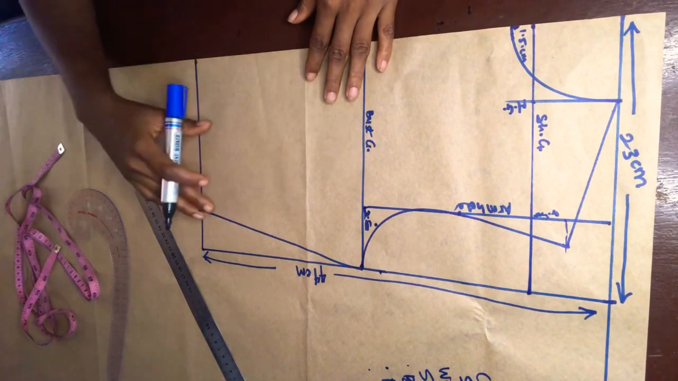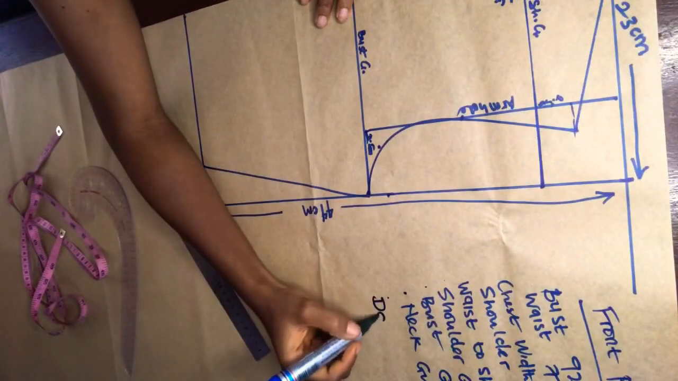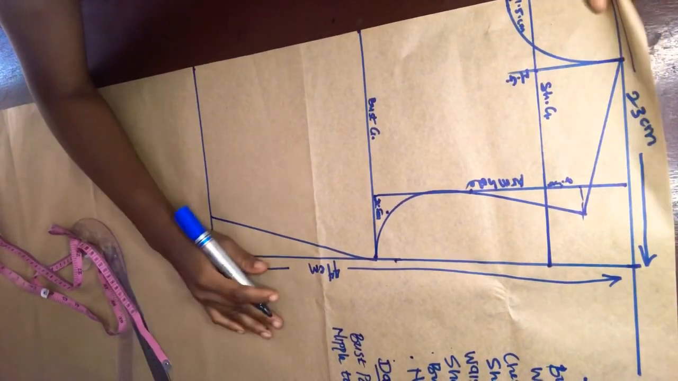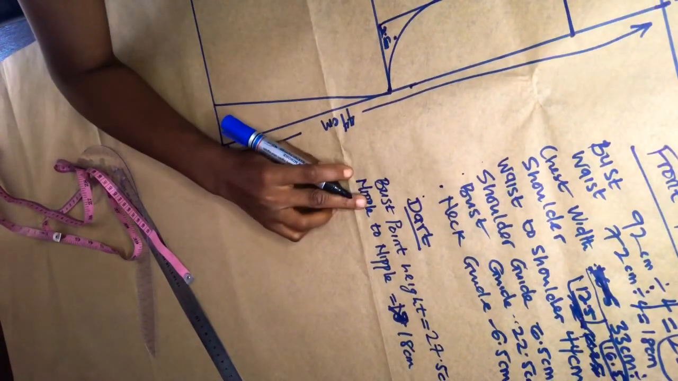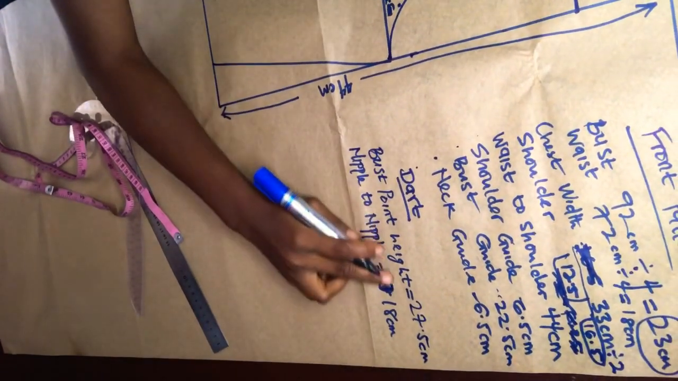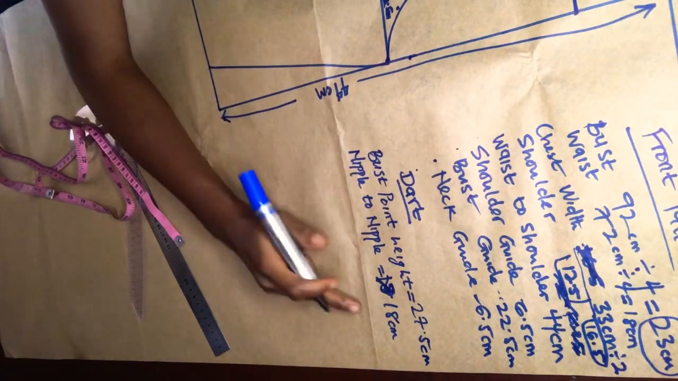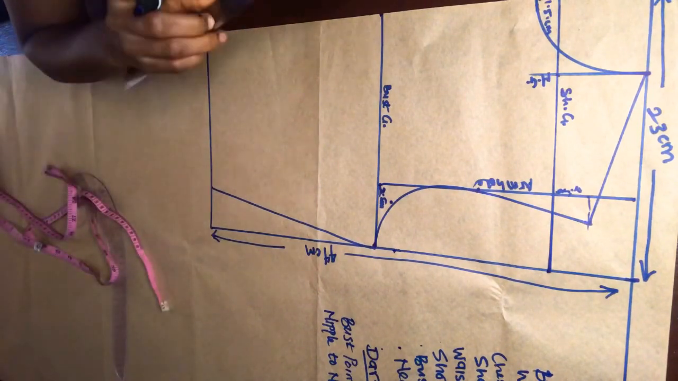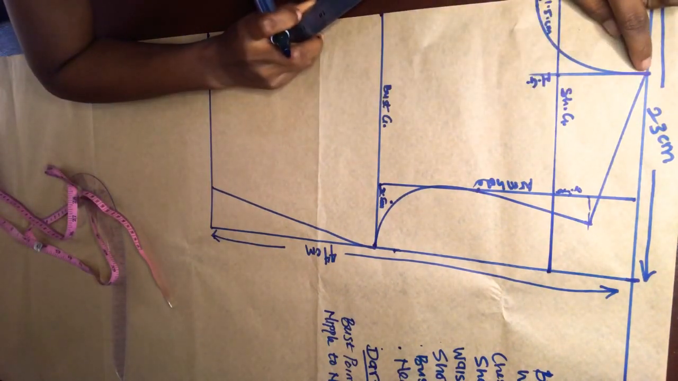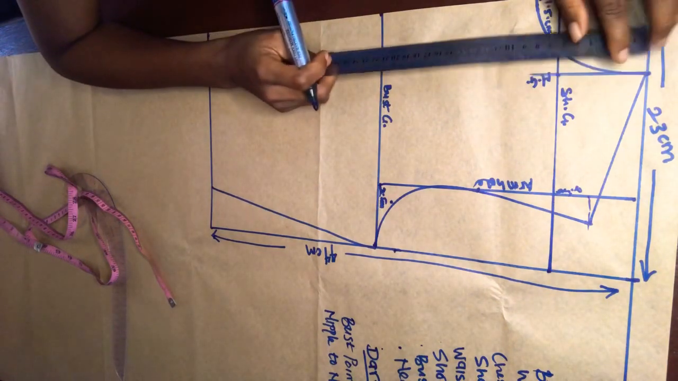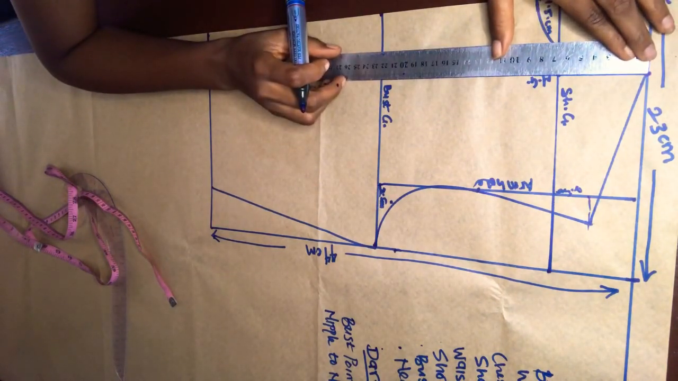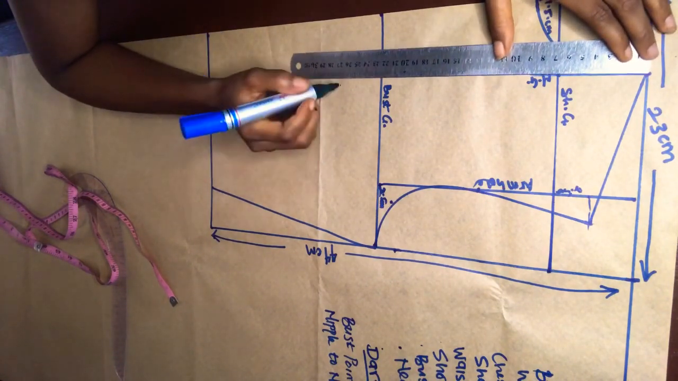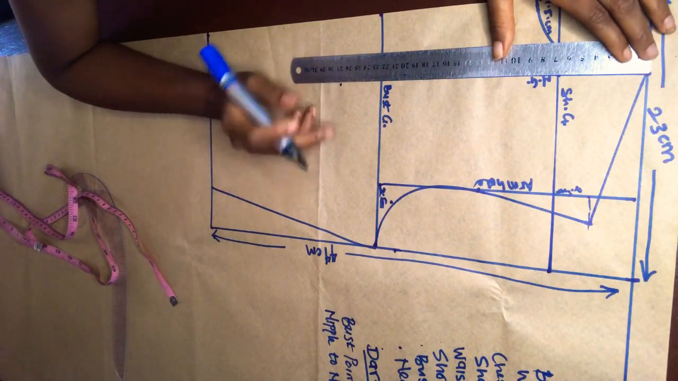Next thing to do is to draft out the underarm dart, and we are going to be making use of these measurements. Bust point height is 27.5, and nipple to nipple point is 18 centimeter. We start from the point where the shoulder guideline and neck guideline meet, and we measure down 27.5 centimeter. Just give it a mark. It's a guideline to where our bust point is going to be.